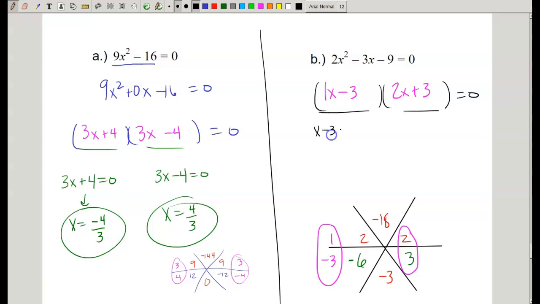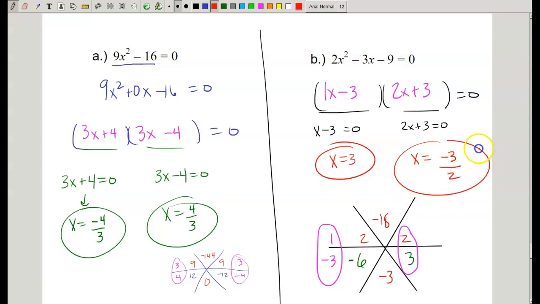So I have x minus 3 equals 0, and I have 2x plus 3 equals 0. And if I solve those, I get x equals 3 as one answer. And over here, I would subtract 3, and then I divide that by 2. So I get x equals negative 3/2.